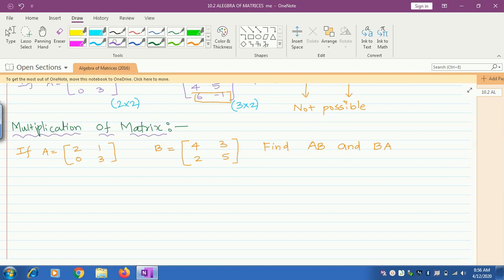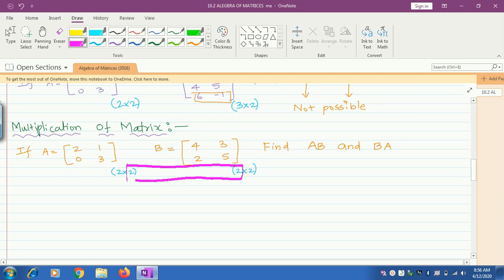Okay. Now how will you do this? What is the order of the matrix? This is 2 cross 2. And here what is the order? You will have 2 cross 2. So before proceeding with the problem, first you have to check whether the order exists. The order of A is 2 cross 2. The order of B is 2 cross 2. It should always be the same number, then only multiplication is possible.